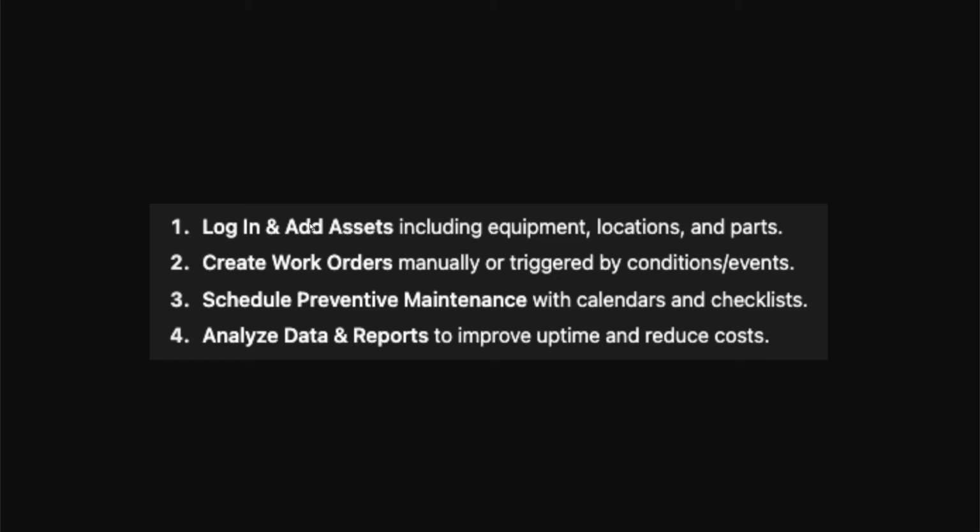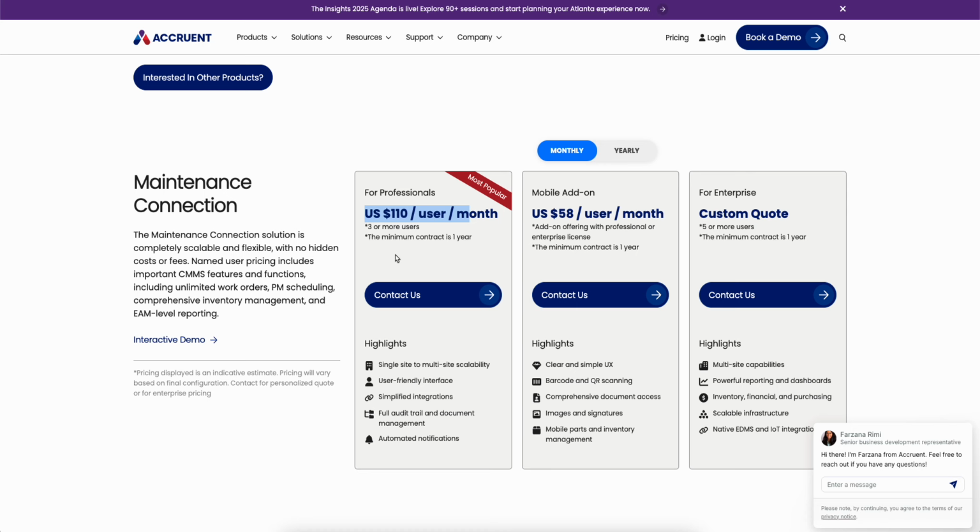You just have to log in and add assets including equipment, locations, and parts. Create work orders manually or triggered by conditions or events. Then schedule preventive maintenance with calendars and checklists. And then you can analyze data and reports to improve uptime and reduce costs. So basically, that's all for today's video.